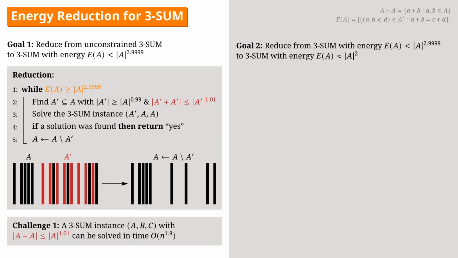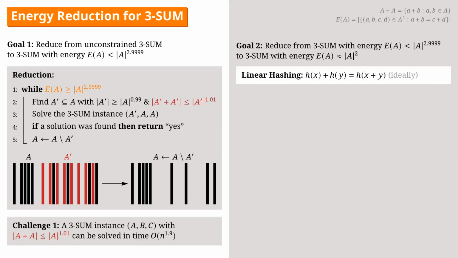Let me instead go to goal two. So why was this helpful in the first place? With all this build up on additive combinatorics, all we've managed to do is reduce the energy from A cubed to something like A to the 2.99999. Is this really helpful? And the answer is yes, because as it turns out, there is a nice way of amplifying this improvement in the following way.